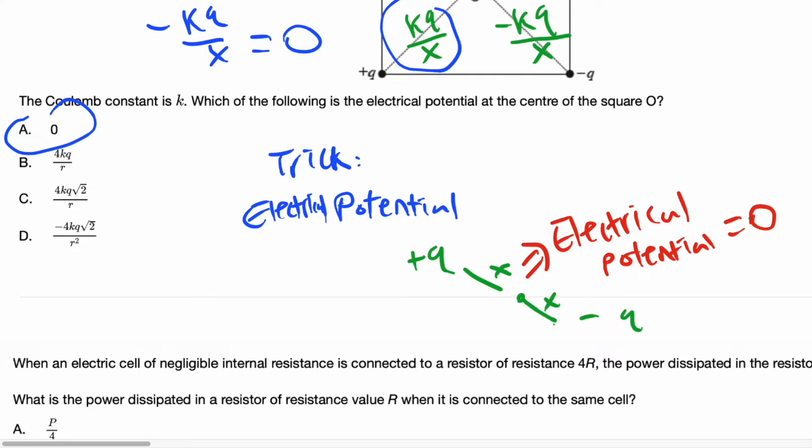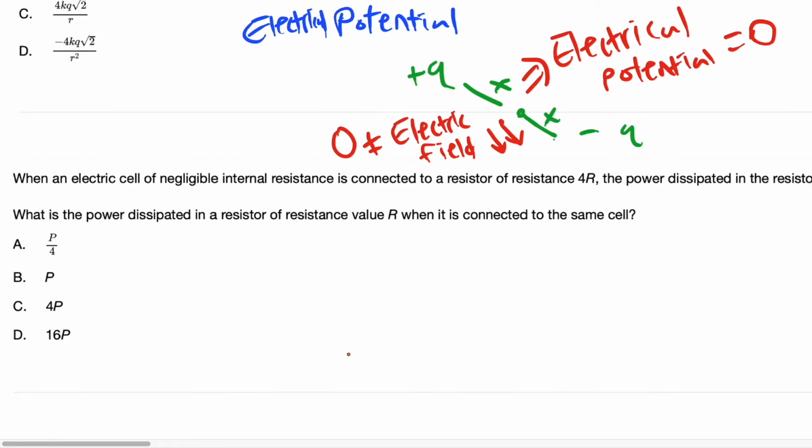But the electric field is different because positive charge will radiate outward and negative charge radiate inward. So electric field does not equal 0. So these are just some tricks. When you see a positive charge and negative charge and they're equal distance away from a point, you should know that electric potential is equal to 0 at the point where distances are equal.